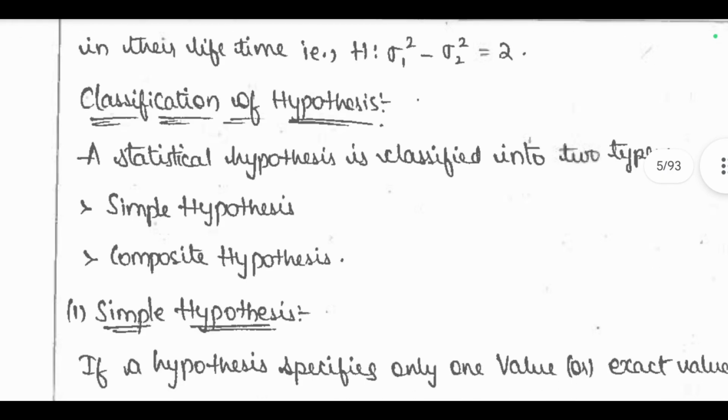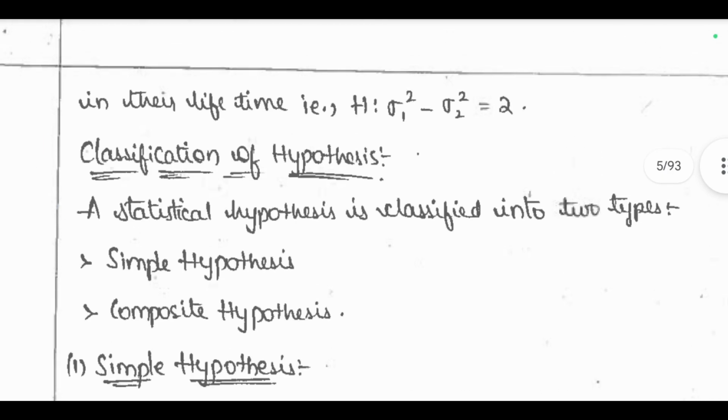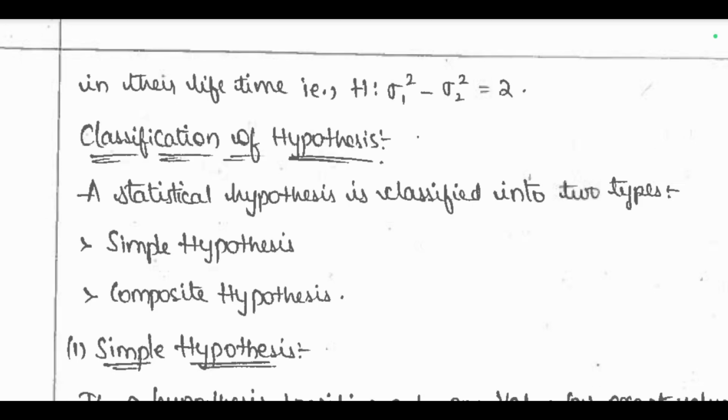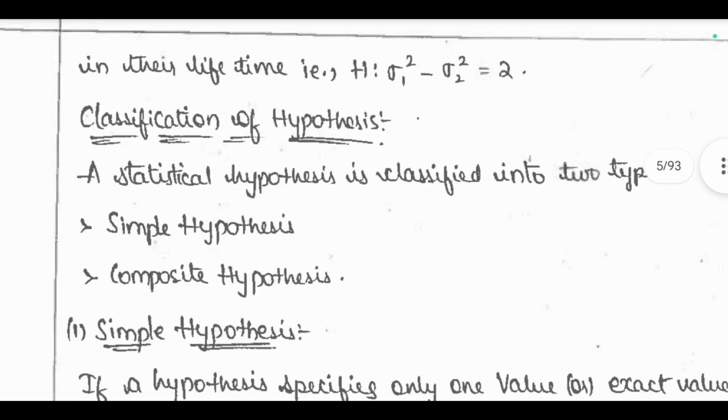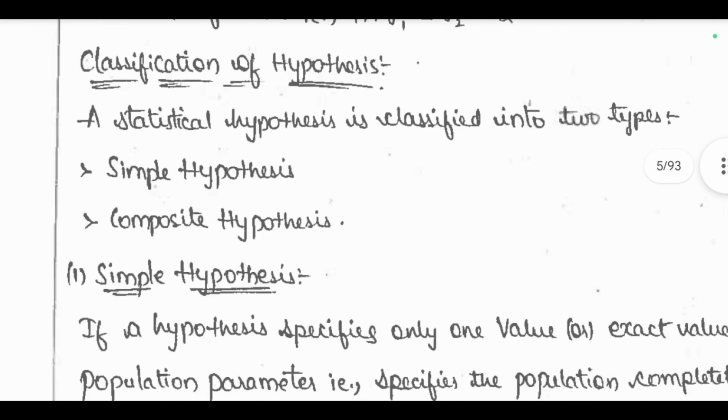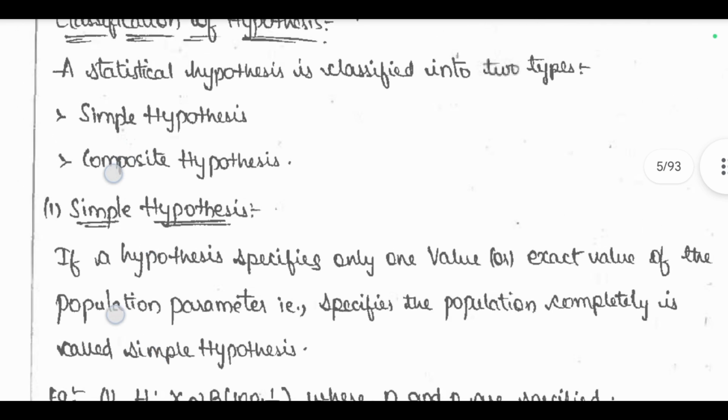Next, classification of hypothesis. How many types of hypothesis are there? There are two types of hypothesis, that is null hypothesis and alternative hypothesis. But here we are doing the classification. A statistical hypothesis is classified into two types: one is simple hypothesis, another one is composite hypothesis. What is simple hypothesis?